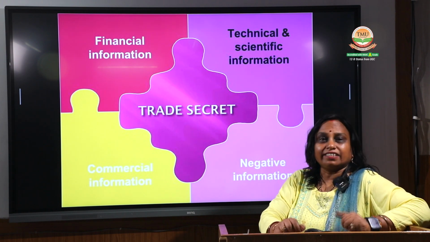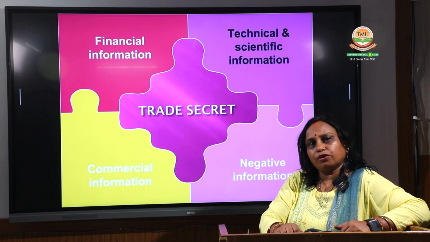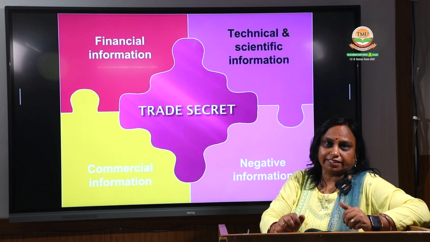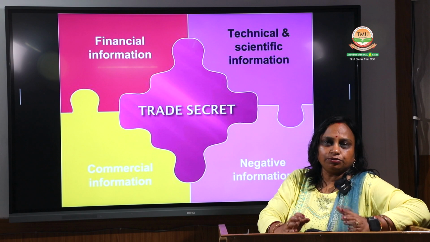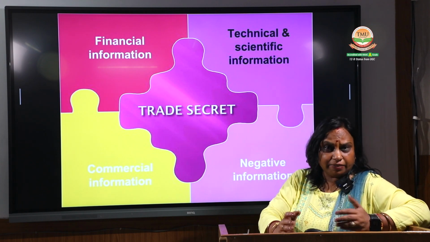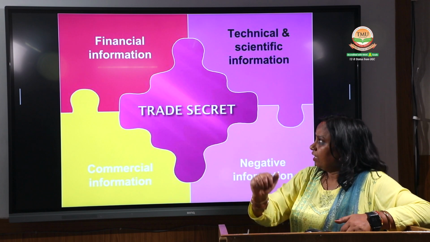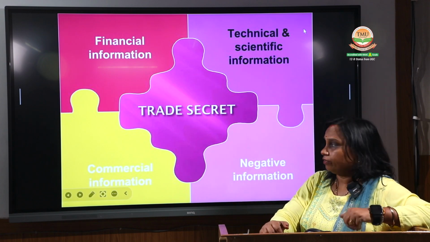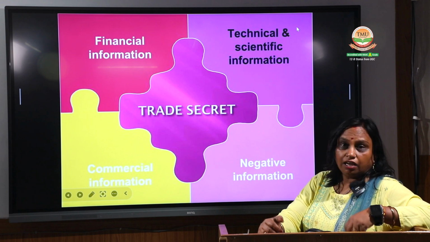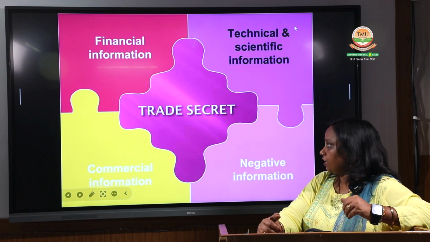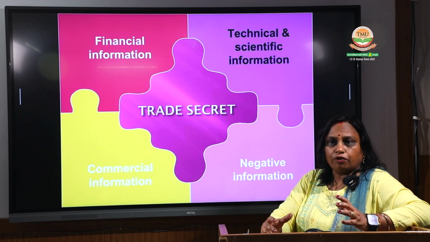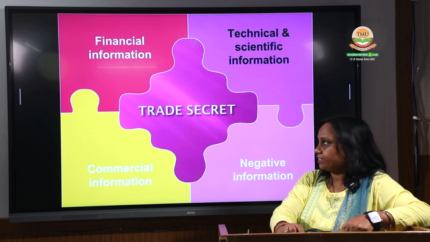What is a trade secret? So friends, a trade secret is a secret related to the trade, related to the business. Here you can see it includes any financial information, or any technical and scientific information, commercial information, any negative information. So all this information constitutes a trade secret.